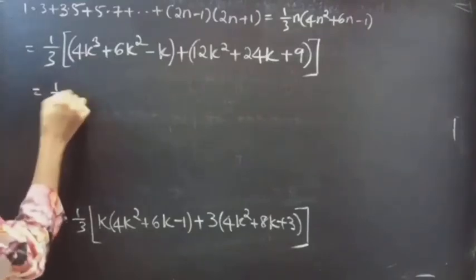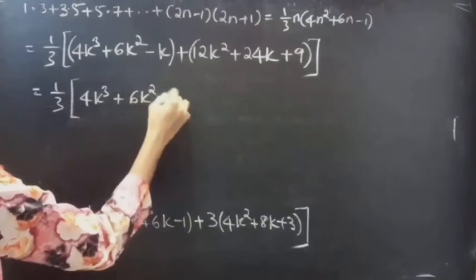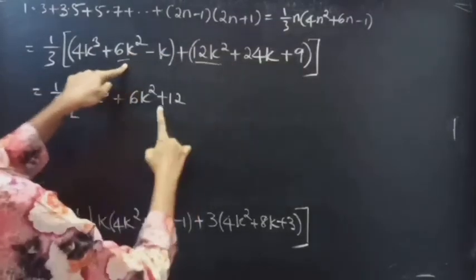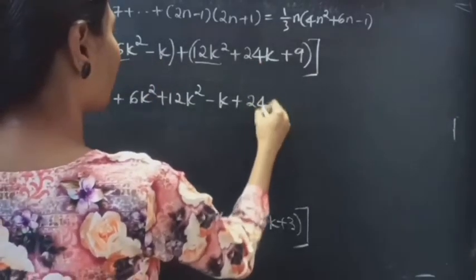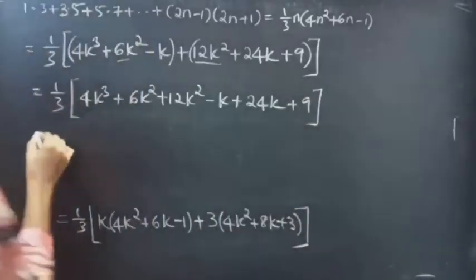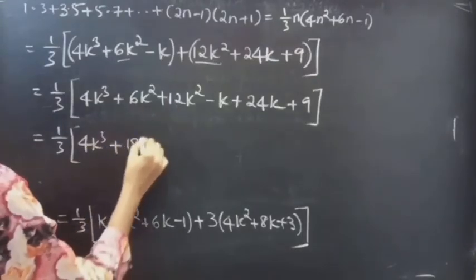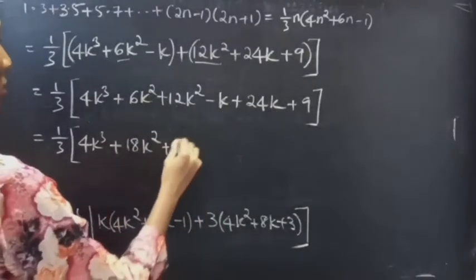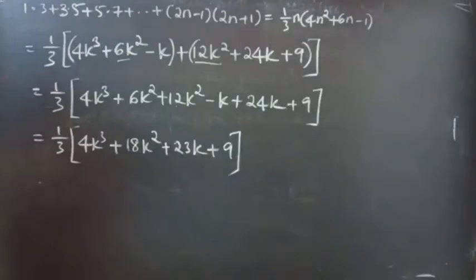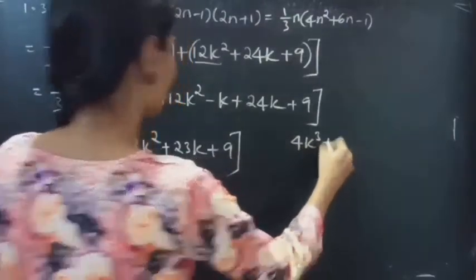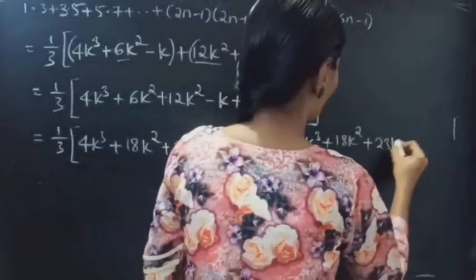This equals 1 by 3 into 4k cube plus, write all the k square terms, 6k square plus 12k square. Now write the k terms, minus k plus 24k, and the constant. So this equals 1 by 3 into 4k cube plus 6 plus 12, 18k square, plus 24k minus k is 23k, plus 9. Okay. So you have a polynomial of degree 3 here, 4k cube plus 18k square plus 23k plus 9.